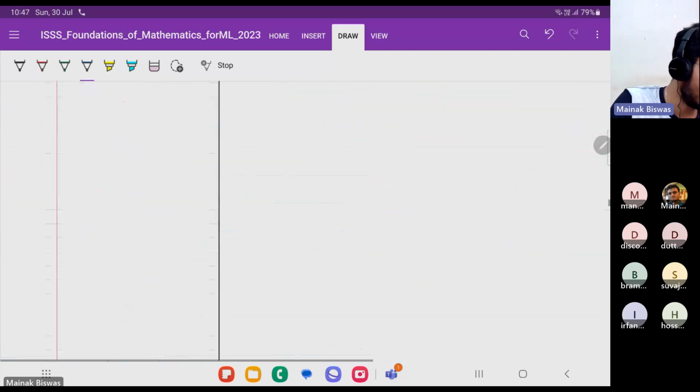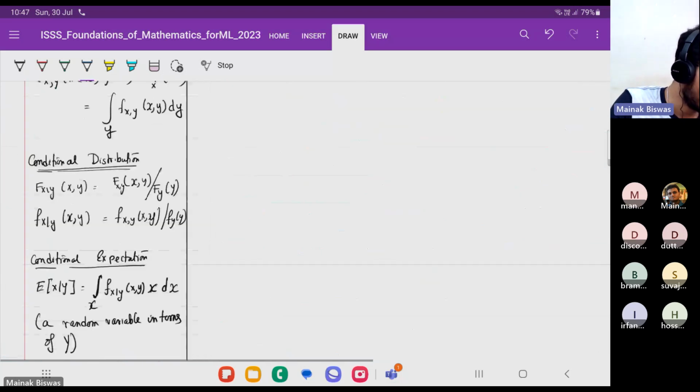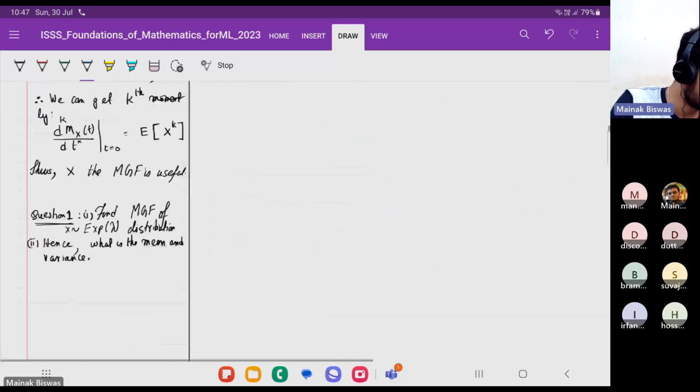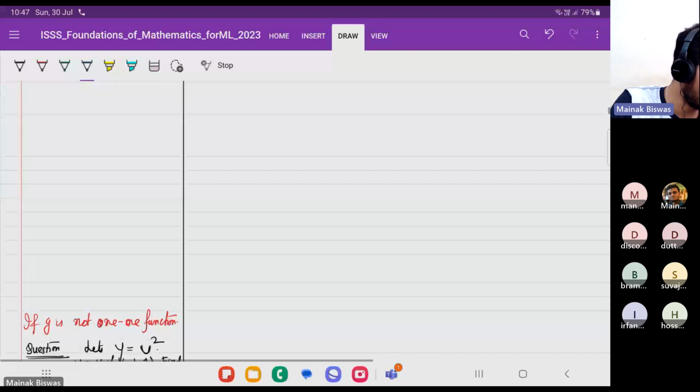That's not an issue. In the last 5 or 10 minutes, we'll do the central limit theorem and all of this next day. We'll introduce in the last part what is transformation of random variables. That will be the last topic for today, and we'll do one question and then call it a day.